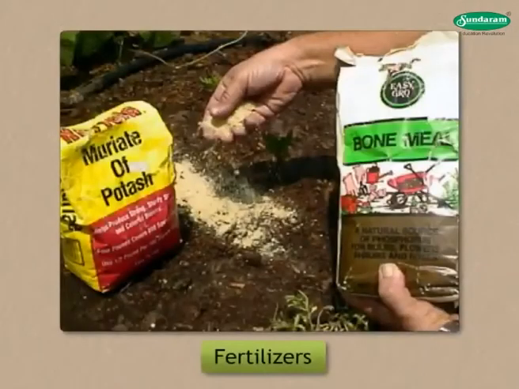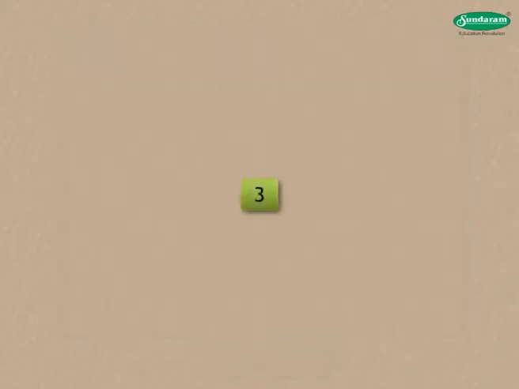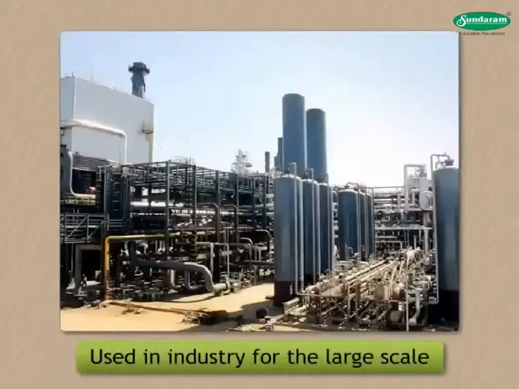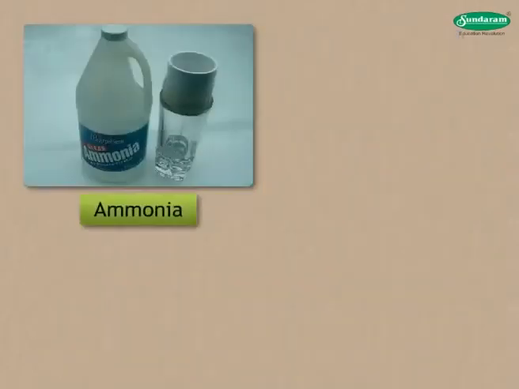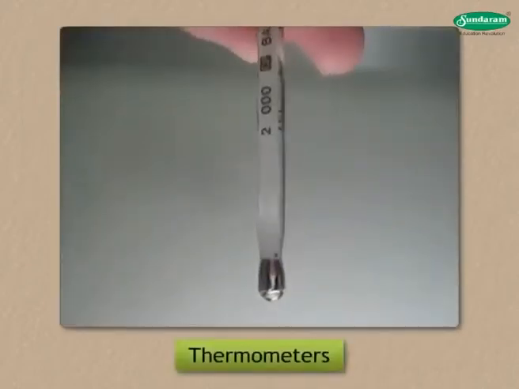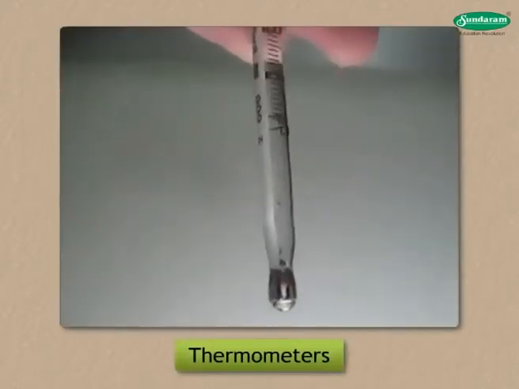2. It is used for producing fertilizers. 3. It is used in industry for the large-scale production of ammonia and nitric acid. 4. It is used to make thermometers for measuring very high temperatures.